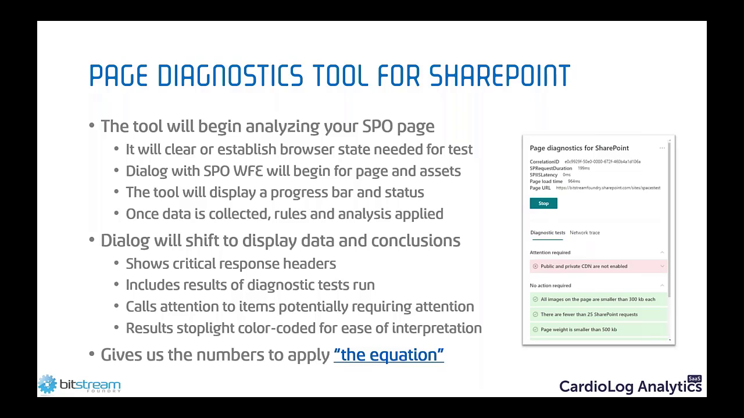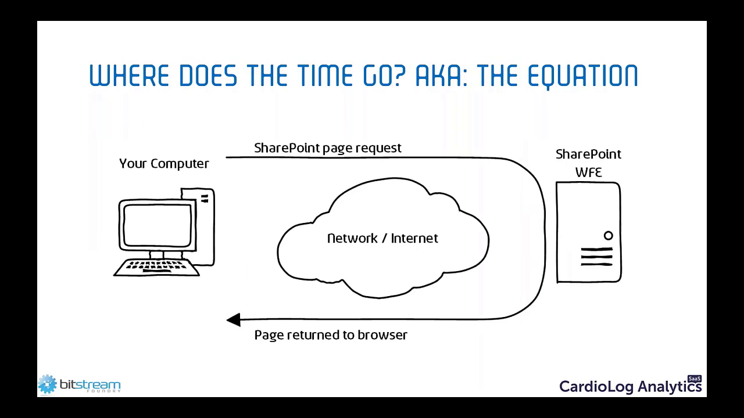Now, the other thing I want to point out is at the top of the dialog, you get things like an SP request duration, SPIIS latency, page load time. These are critical numbers that I use to apply what I call the equation. And I want to spend just a second talking about that because the equation gives you a good idea of where you might be losing performance and cycles in the whole page request cycle.